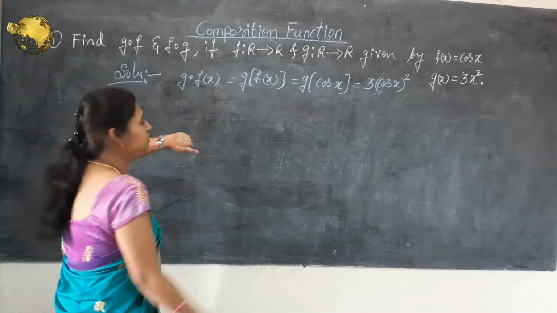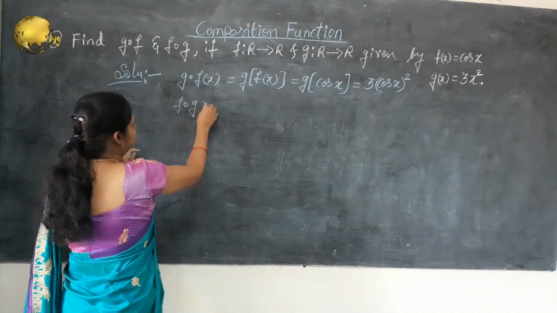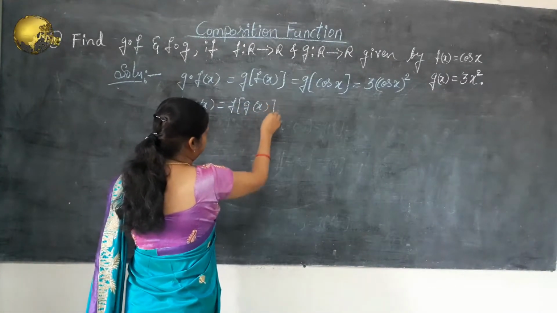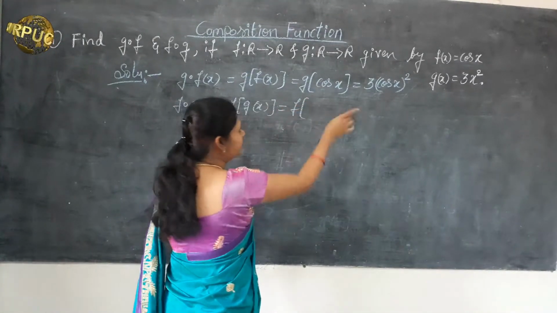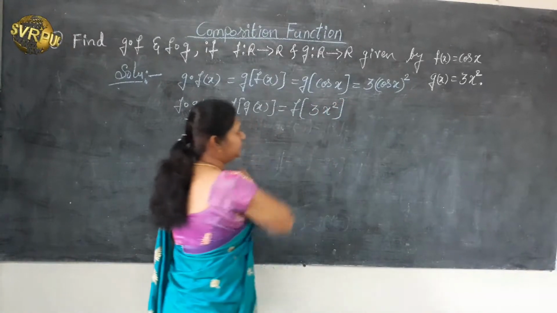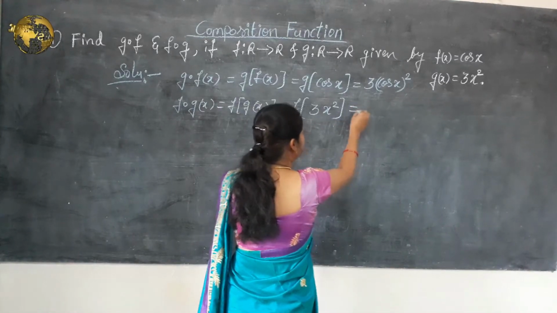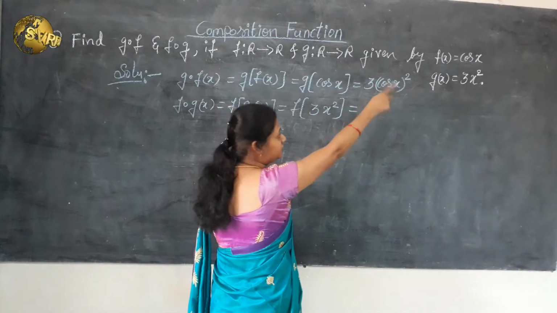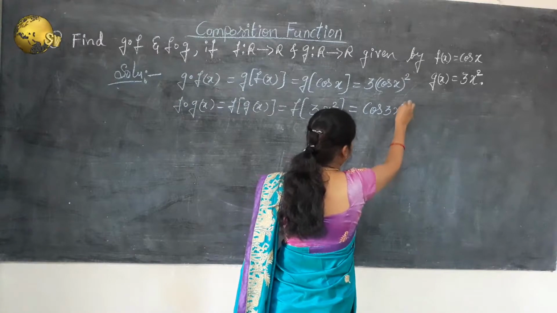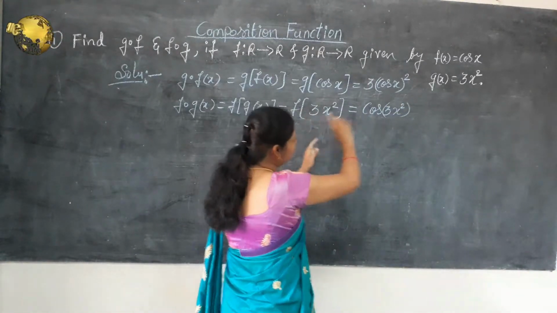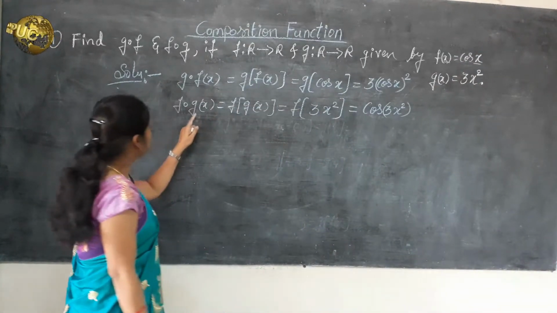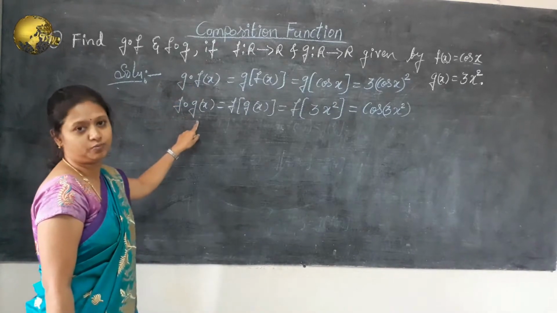Now let us see the second one, that is f composition g of x. This is written as f of g of x, that is equal to f of, what is g of x? Now we will define g of x first. So it is 3x square. Correct? Now it is like f of x, isn't it? So f of x is defined as cos x. So this can be written as cos of 3x square. Correct? Because in the place of x I have 3x square. So in the function also, in the place of x, we will write 3x square. Okay? So these are our g composition f and f composition g functions.